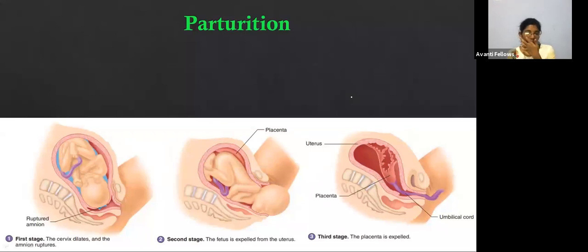Why do females get so much pain during this time? That pain is called labor pain. The uterus contracts in such a way that the baby has to come out, right? That contraction gives more pain to the females, and that is called labor pain. Okay, is this clear?